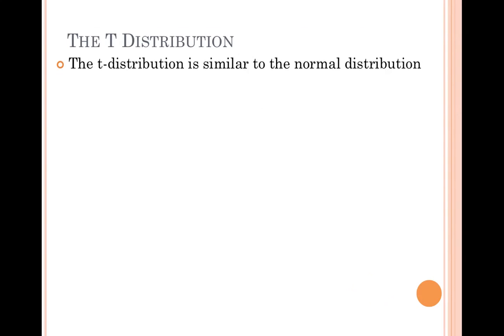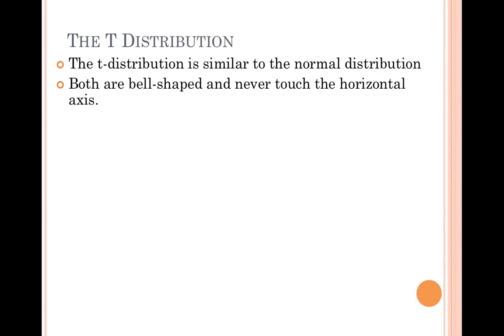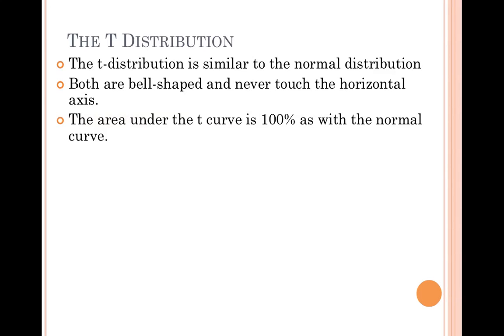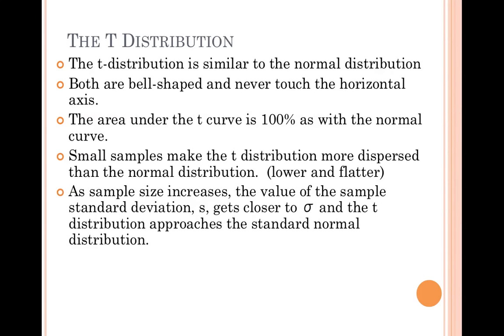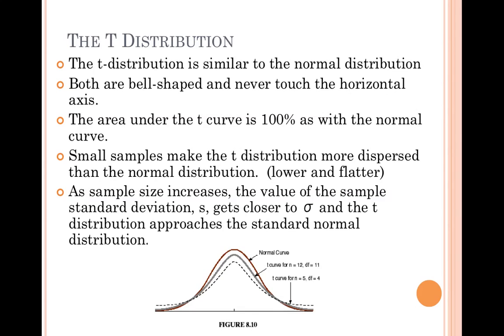So let's look at a little bit of what the t-distribution looks like. It's similar to the normal distribution. It is bell-shaped and it never touches the horizontal axis. The area under the t-curve is 100% as with the normal curve. Small samples make the t-distribution more dispersed than the normal distribution. It's lower and flatter. As the sample size increases, the value of the sample standard deviation S gets closer to sigma and the t-distribution approaches the standard normal distribution.